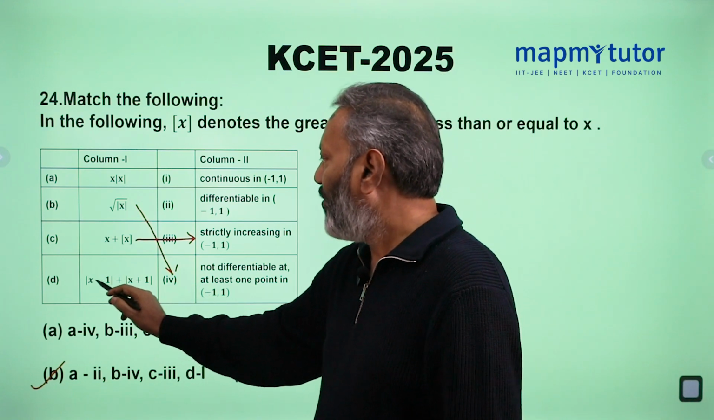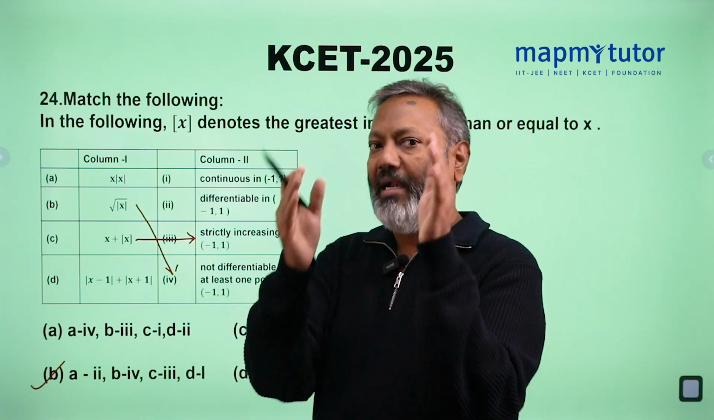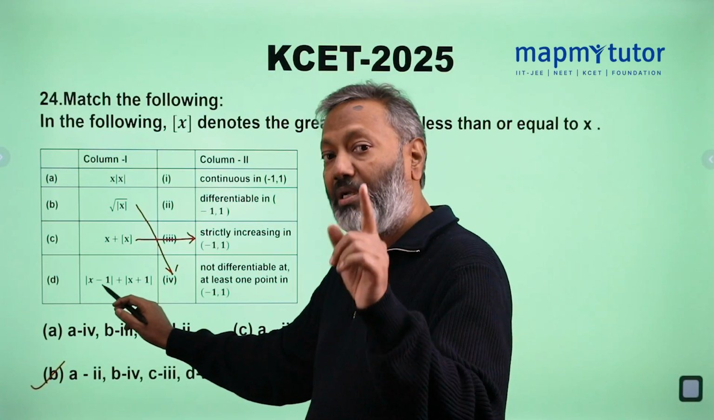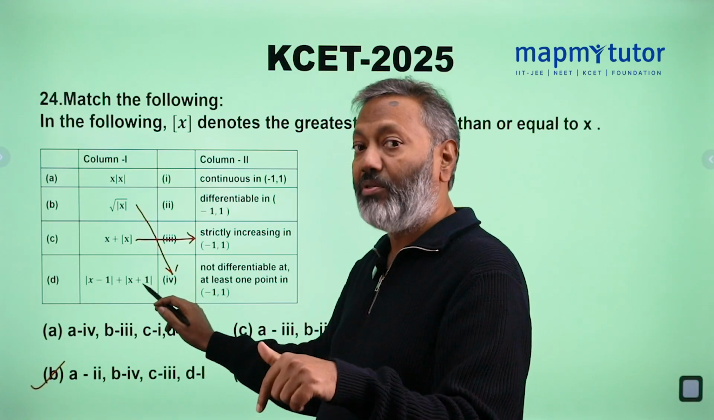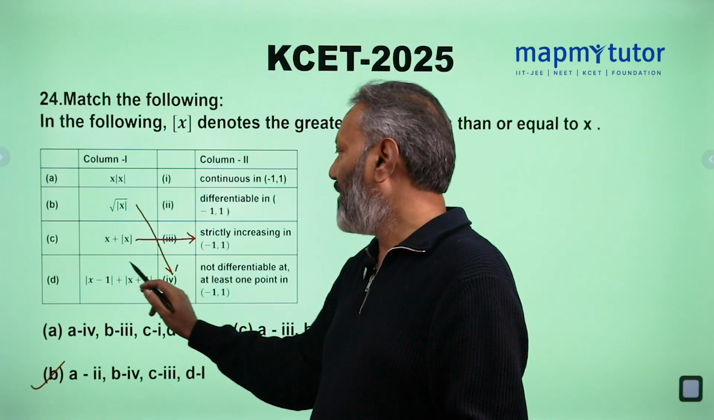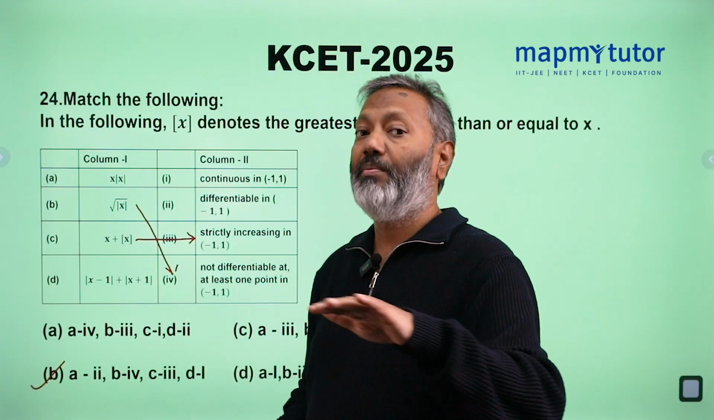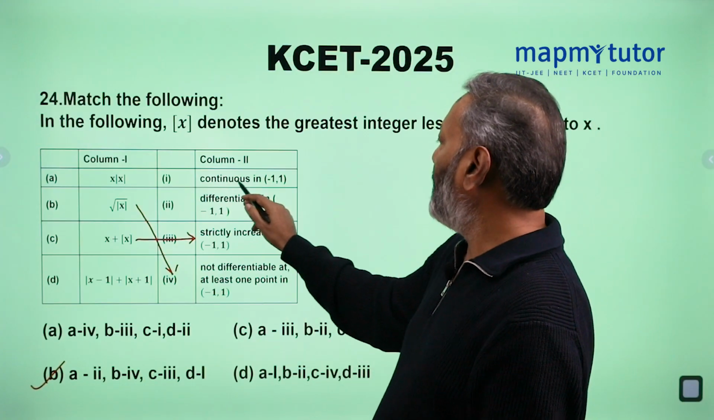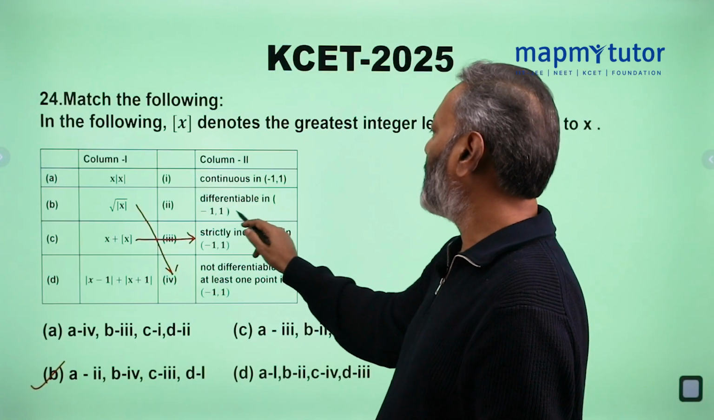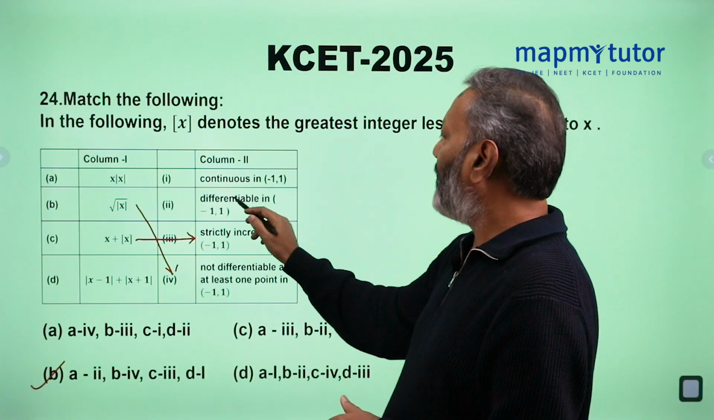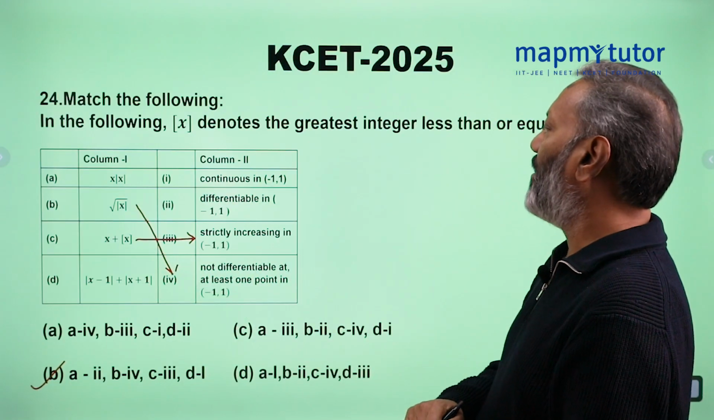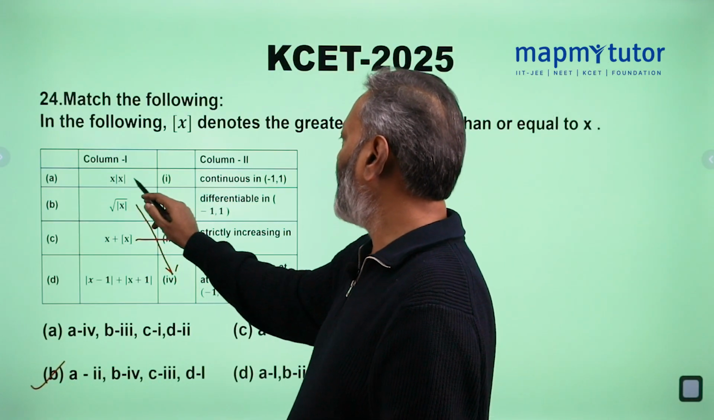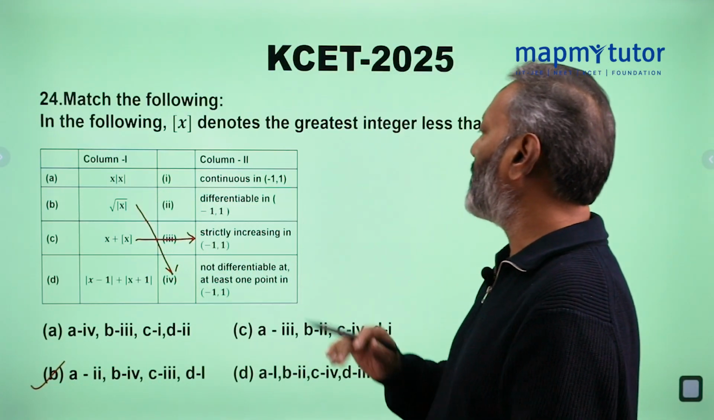First, D. We know any mod function is not differentiable at that particular point where that function equals 0. That means, if x minus 1 is 0, what is x? 1. x plus 1 equal to 0? Minus 1. So, at minus 1 and plus 1, this is not differentiable. Anyway, it is continuous in -1 to 1, and differentiable in the open interval -1 to 1. So, differentiable, yes, in -1 to 1. And A also, x into mod x, is also differentiable in -1 to 1.